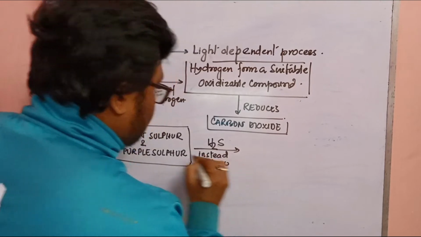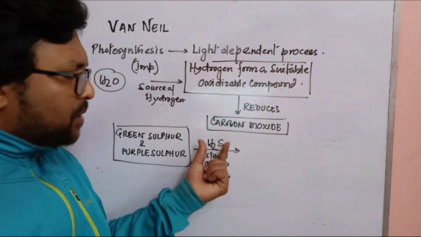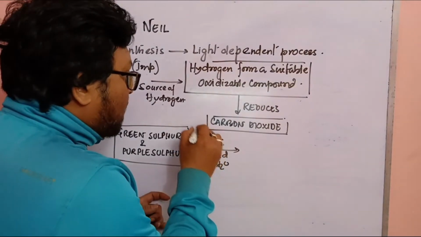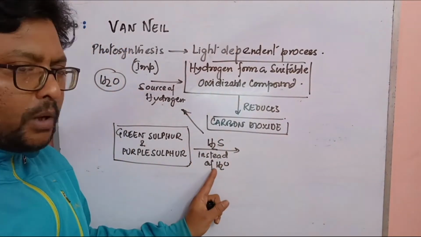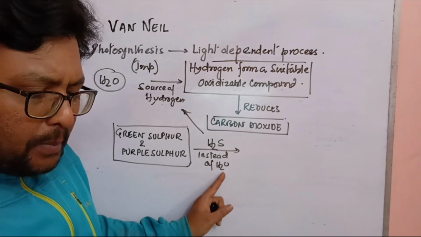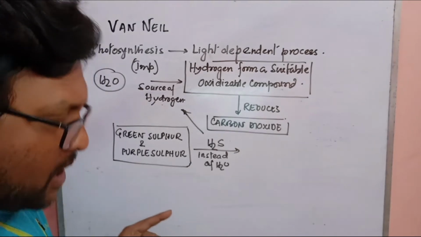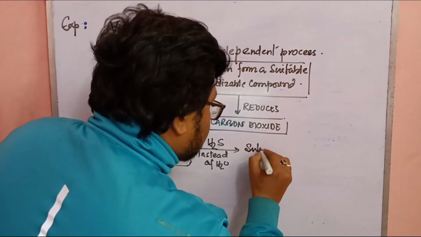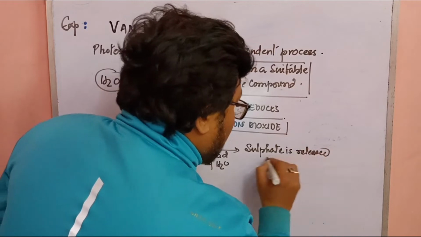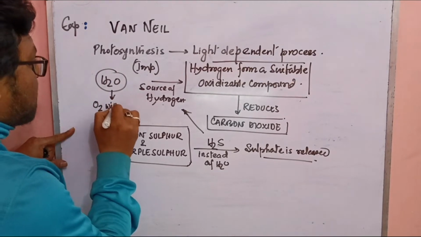Now basically when H2S was used instead of H2O, he took these bacteria for his experiment. He used H2S. Now H2S is going to act as a source of hydrogen. He took H2S instead of H2O. So basically we will find that sulfur is released, and when H2O is taken, oxygen will be released.